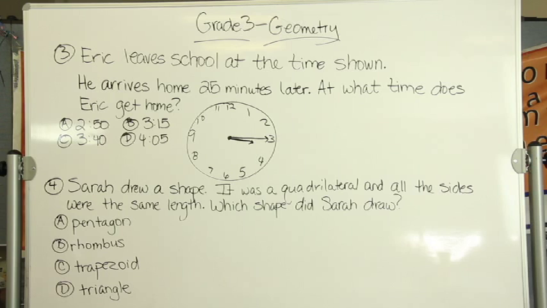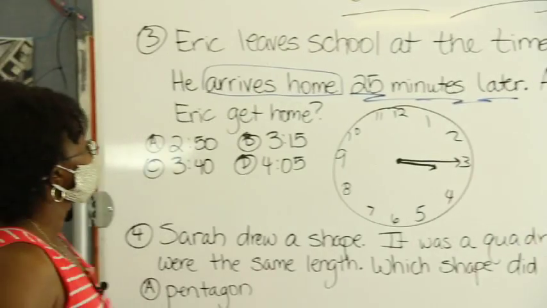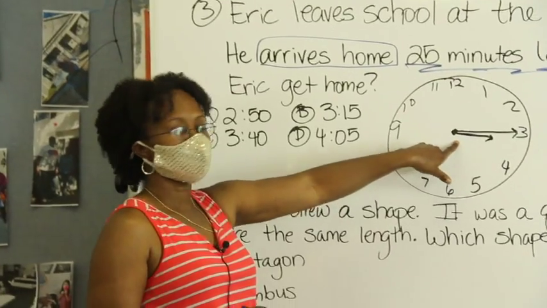Number 3, Eric leaves school at the time shown. So you have to know what the time is. He arrives home 25 minutes later. Okay. At what time does Eric get home? So the first thing we need to do is to figure out what time it is.